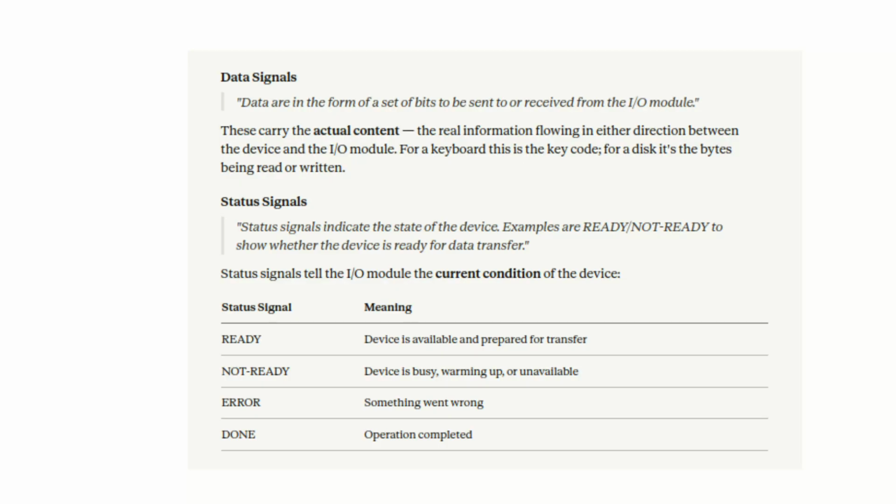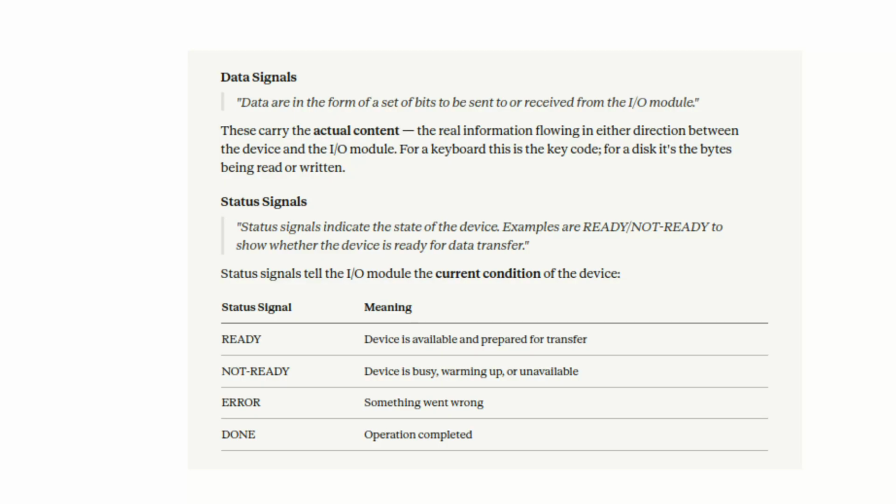Now status signals indicate the state of the device, in what state the device currently is. For example, the device can be in the ready state, the device can be in the not ready state, or if an error occurs, it can show something went wrong, error state, or done.